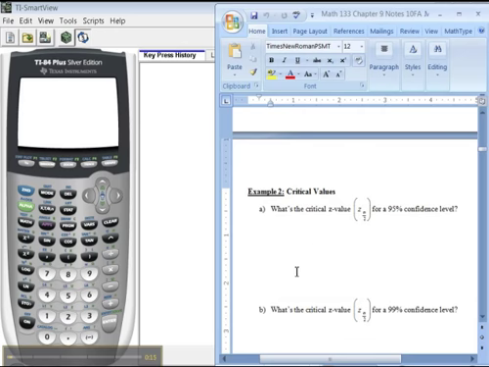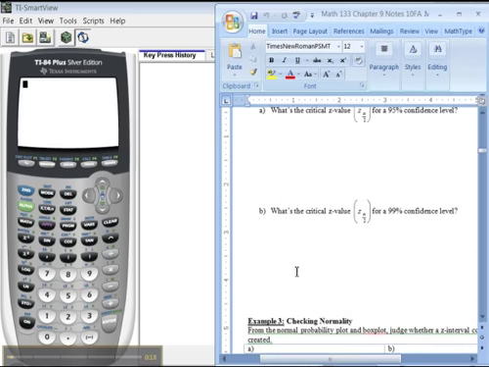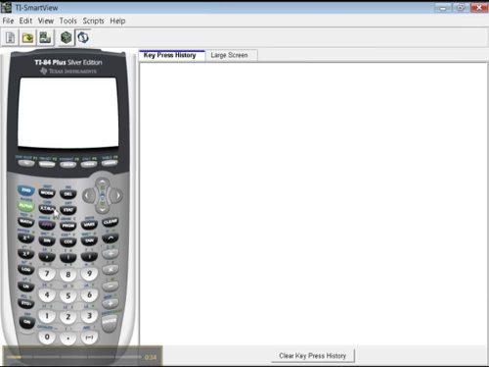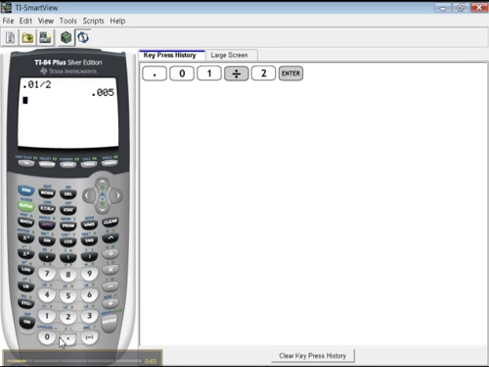I'm not going to do both of these. I'm just going to do one of them. For the fun of it, I'm going to do the 99%. If the middle portion of your normal curve is 99%, that means the two tails together make up 1%, right? So each tail on its own is a half of a percent, which is 0.005. For example, if you take 0.01 divided by 2, you get 0.005, right?